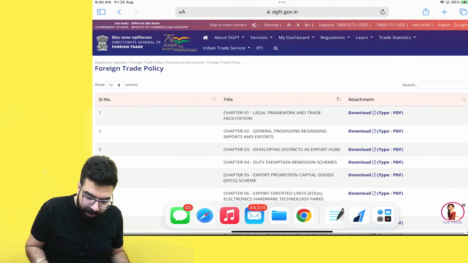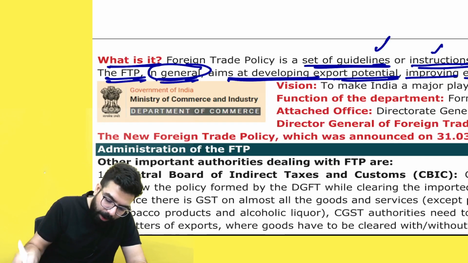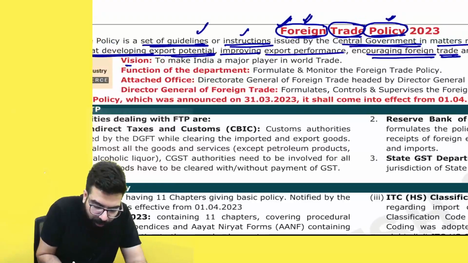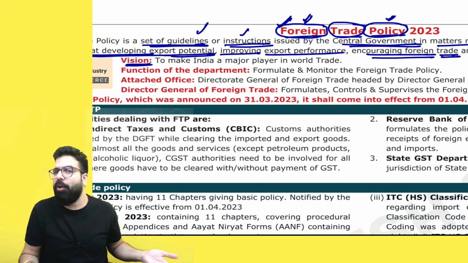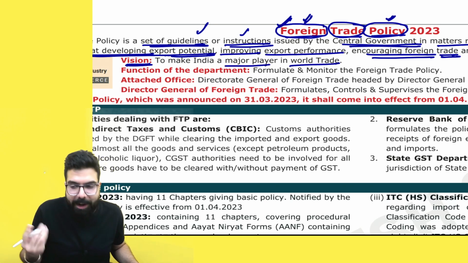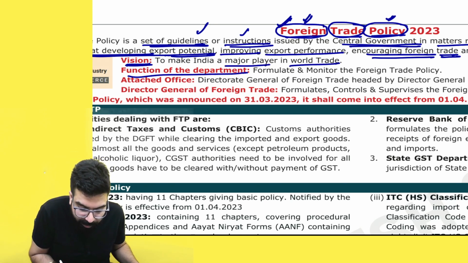Done, sir. Point is clear. Please come back to the chart. Sir, over here, what is the vision of the foreign trade policy? When the government is making the foreign trade policy, what is the vision of the government? Baba, the vision of the government is to make India a major player in the world trade. Sir, what is the function of the department?